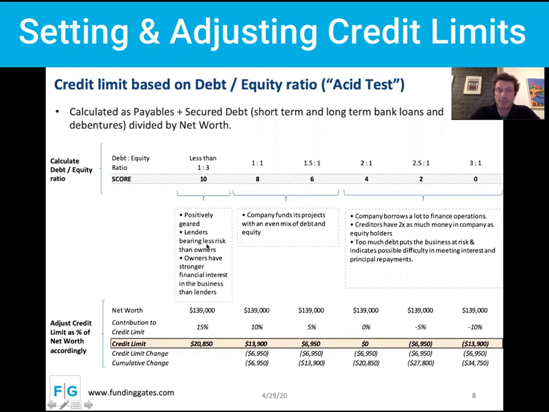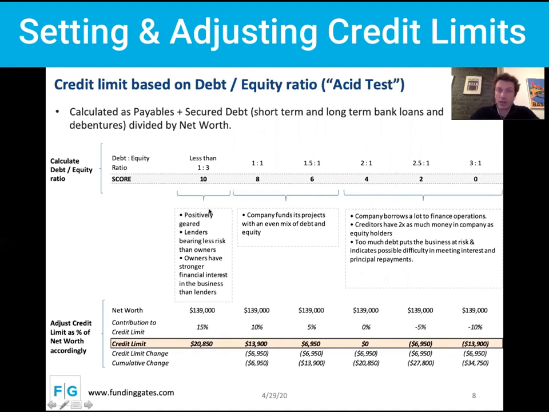So typically, if the debt to equity ratio is around 1 to 3, that's great. They're not very levered. But if the debt to equity ratio is 2 to 1, then that means they have a lot of loans on their books, and in case anything happens, banks are going to get paid first. And so you can also adjust the credit limit percentage like that as well.